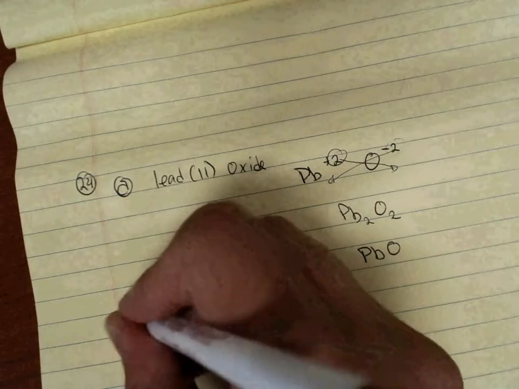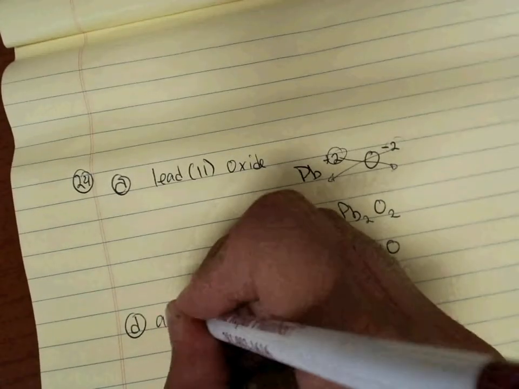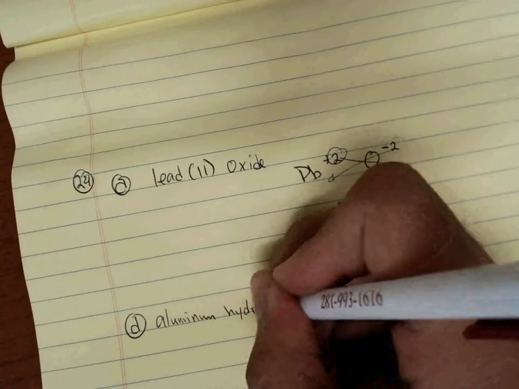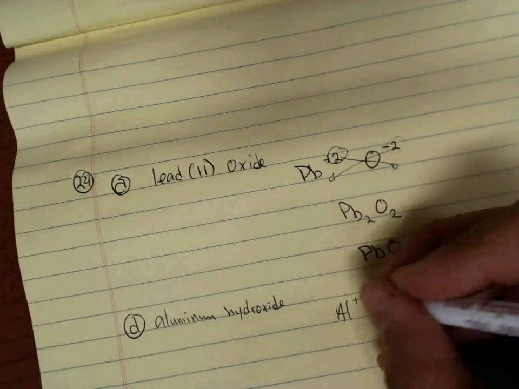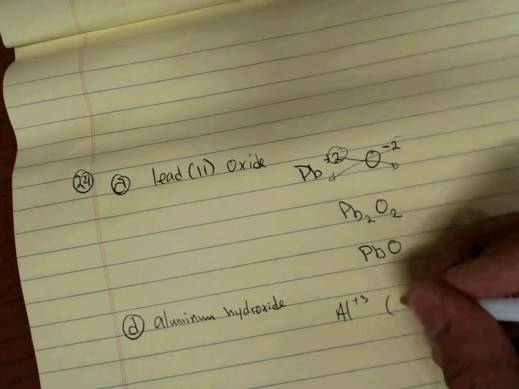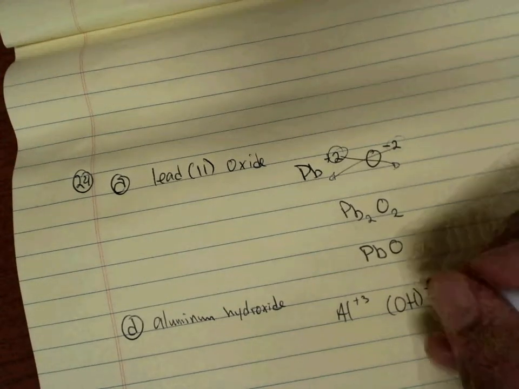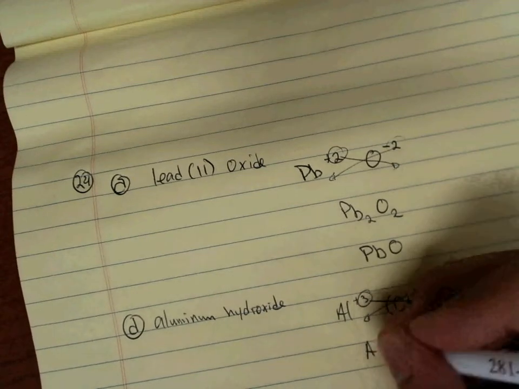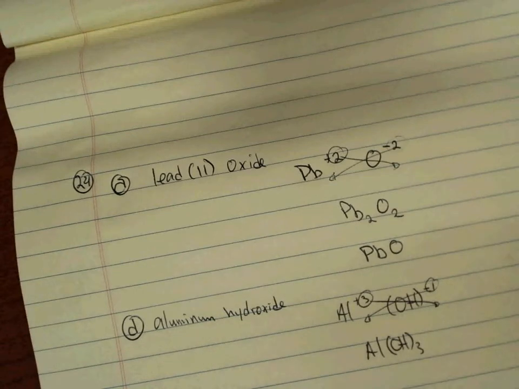Let's do D. D is aluminum hydroxide. Aluminum hydroxide would be aluminum. Aluminum has a positive 3 charge, and hydroxide has a negative 1 charge. So I'm going to crisscross. So I have aluminum with 3 hydroxides. Aluminum hydroxide.